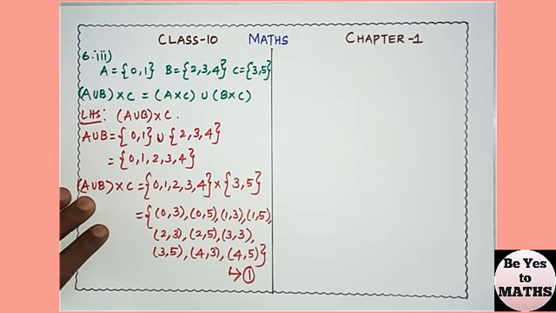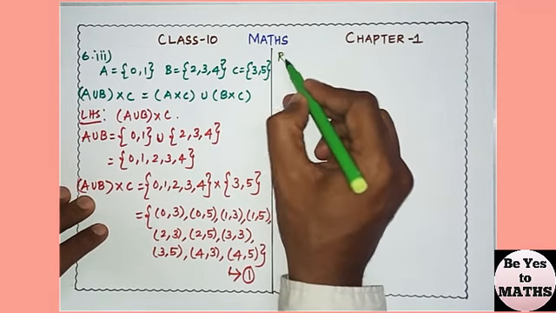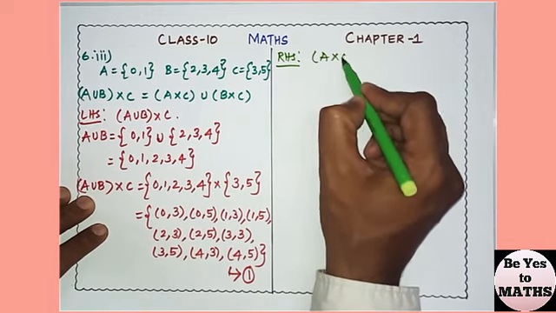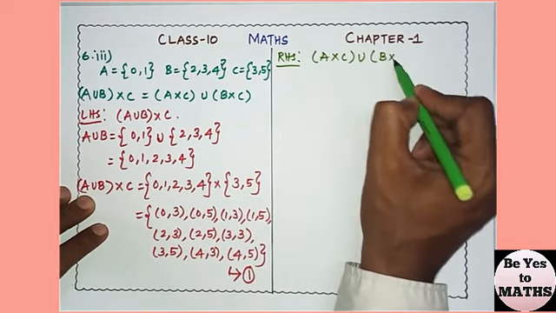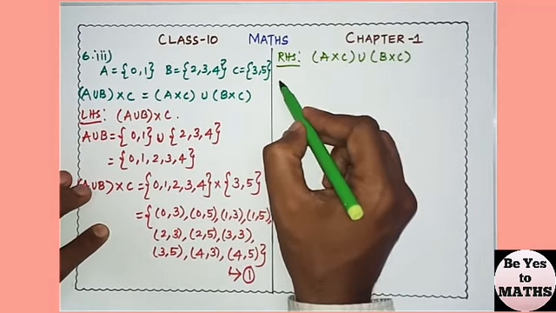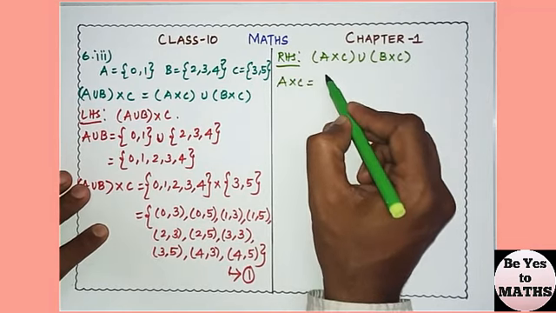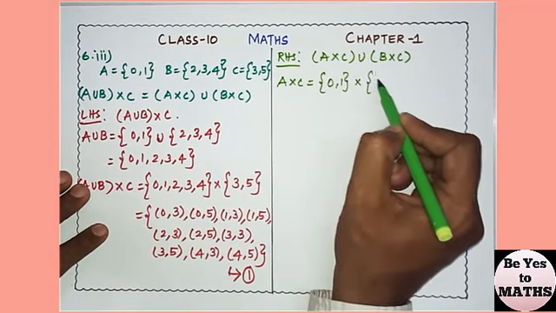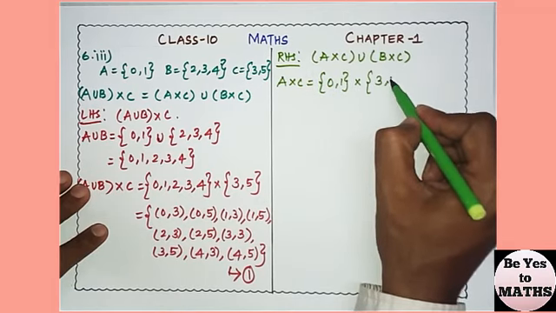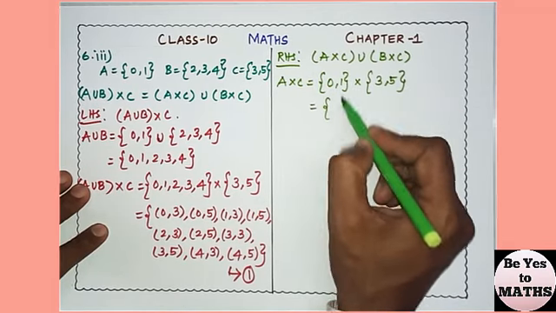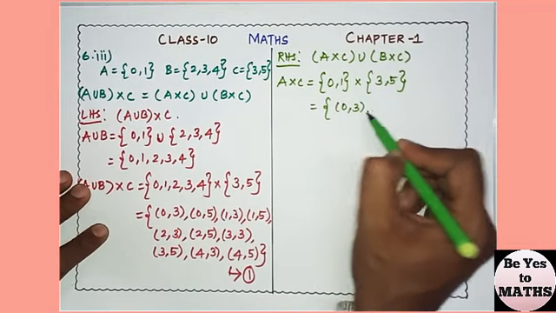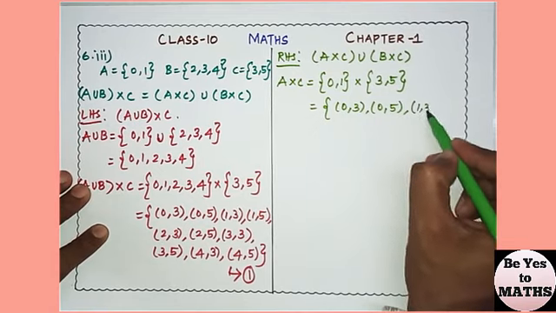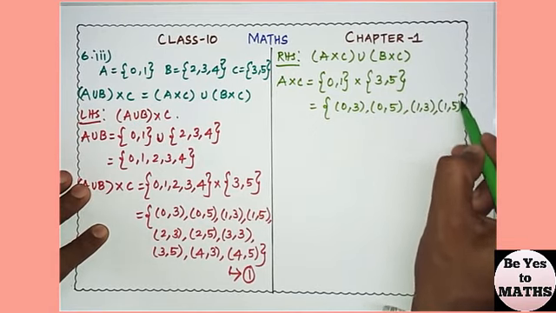Now we'll solve for the right side. So right side we have (A cross C) union (B cross C). First we'll find A cross C. A set is {0,1}, cross C set is {3,5}. So (0,3), (0,5). Then (1,3), (1,5).